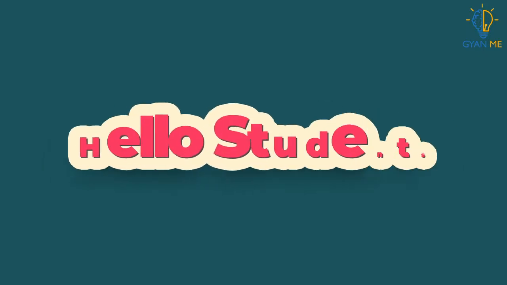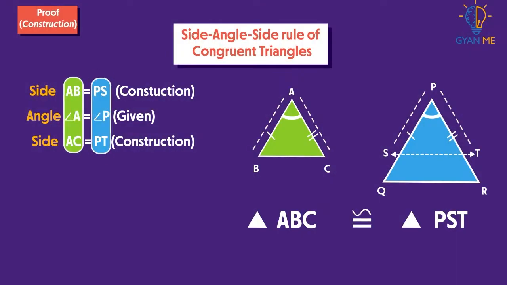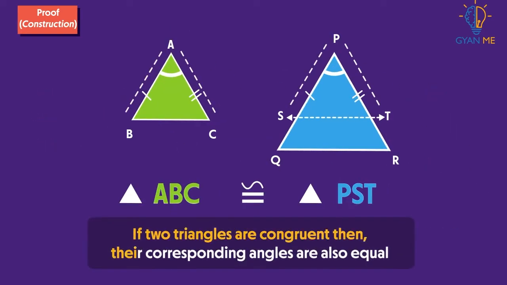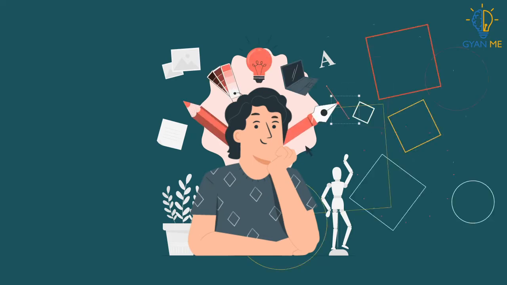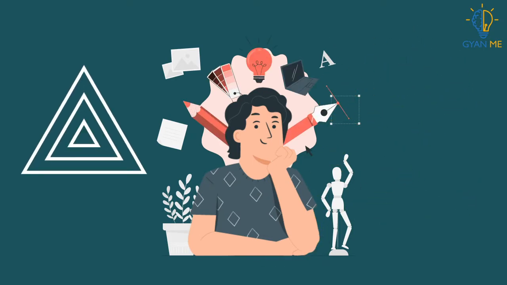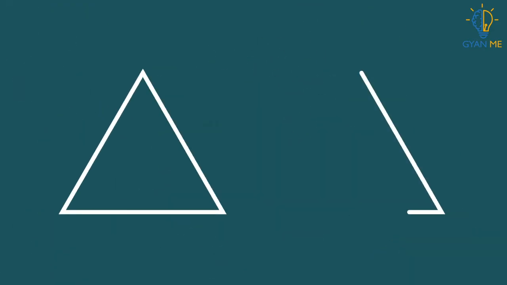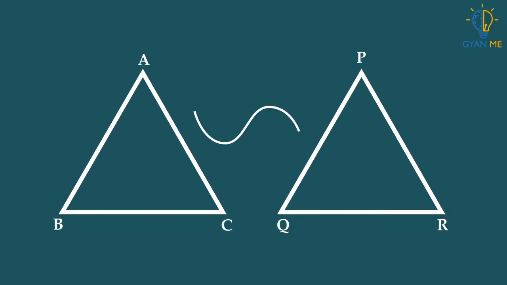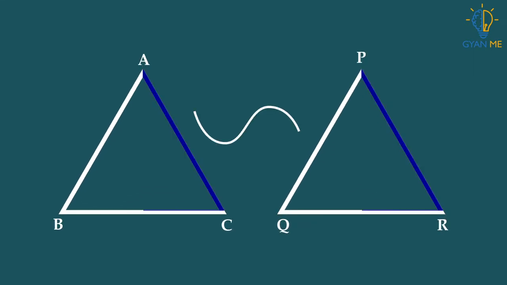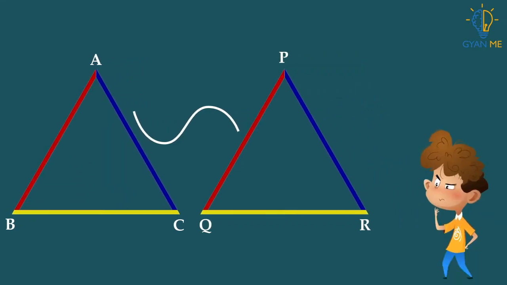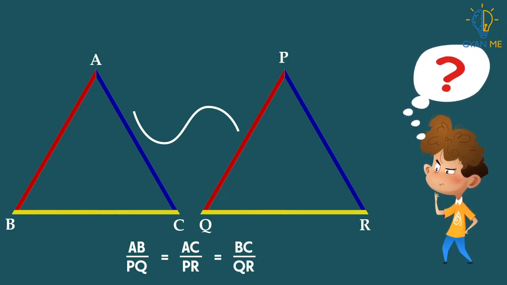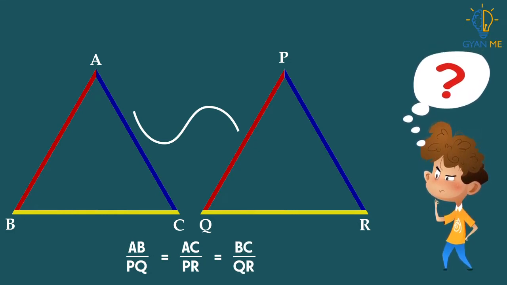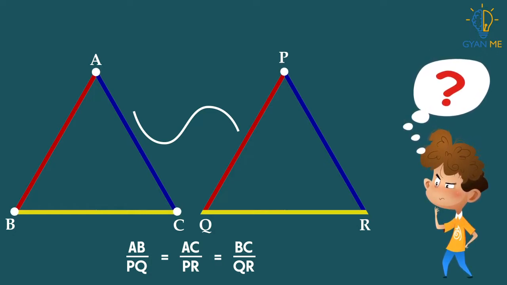Hello students! In our last video, we studied the SAS criteria of similar triangles. Now in this video, we are going to study the ratios of similar triangles and the ratio of the corresponding sides. As we have studied, if two triangles are similar, then the ratio of their corresponding sides will also be the same. Do you think there is any relationship between the ratios of the corresponding sides of similar triangles and the ratio of areas of these triangles?